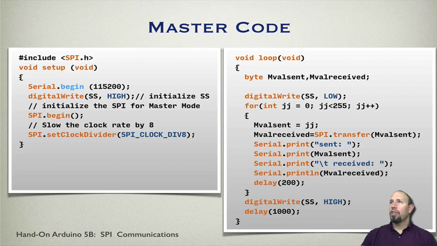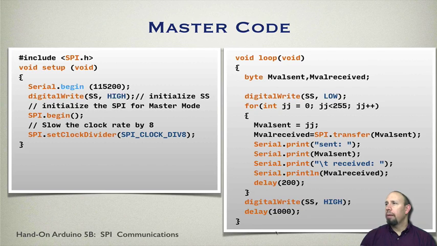So here's our master code for this program, and this is a takeoff of the previous program that we used. Again, we're including SPI. We're going to notice in our master code, we're now going to use our Serial. And then we're going to again set the slave select high. We're going to begin our SPI, and we're going to set our clock again at an 8 divider. So that's our setup program. Very similar to what we had before, except we're doing Serial.begin.